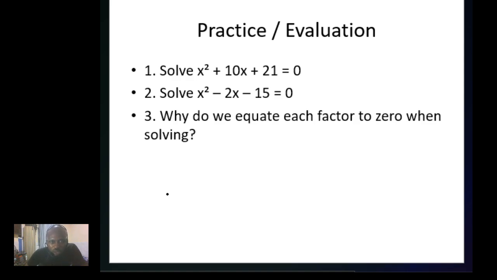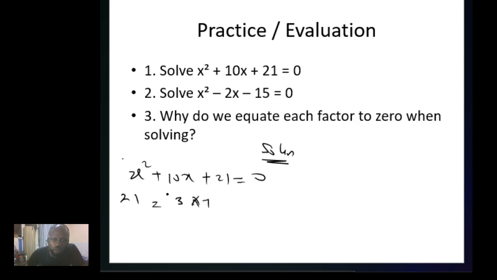So number one, what you just do is this. What are my factor pairs of 21? Solution. Factor pairs of 21. So you have x squared plus 10x plus 21 equals 0. The factor pairs of 21 will be 1 times 21 and 3 times 7. So 3 times 7 is straightforward. If you sum it together, you get 10. So what are my factors? The factors will be: take this one, plus 3, and take this one, plus 7.